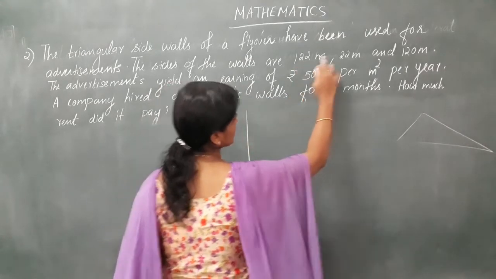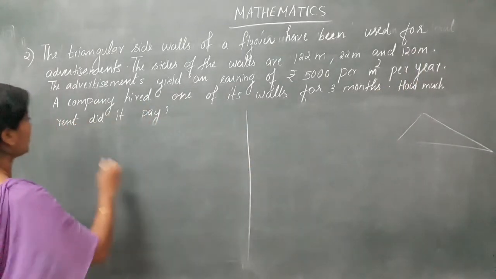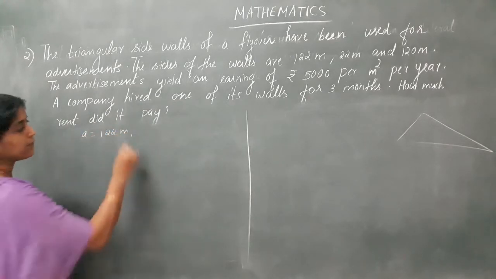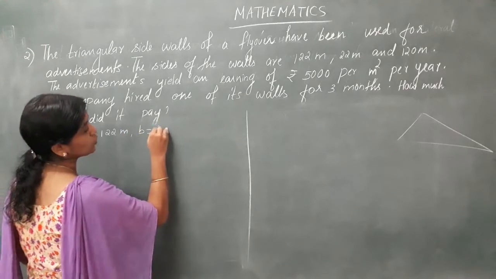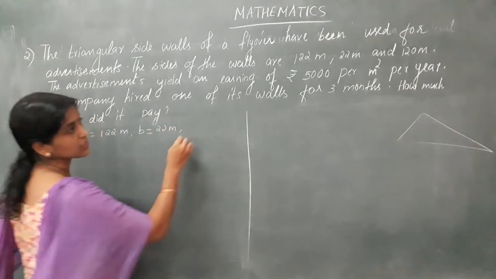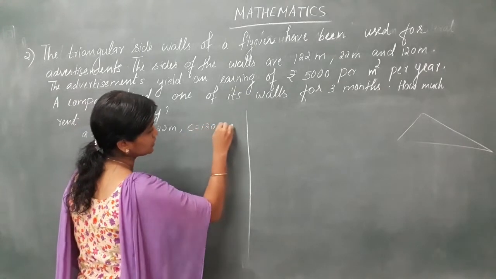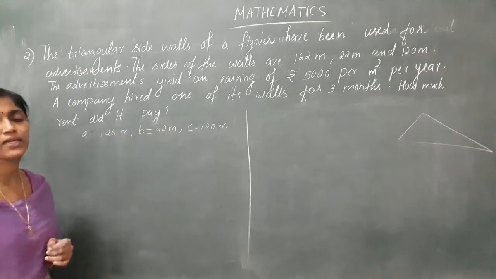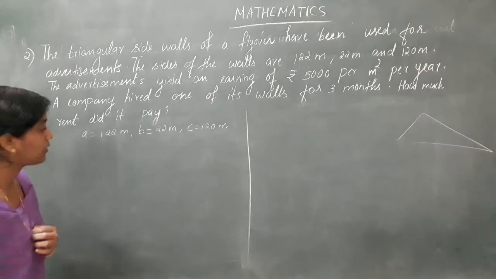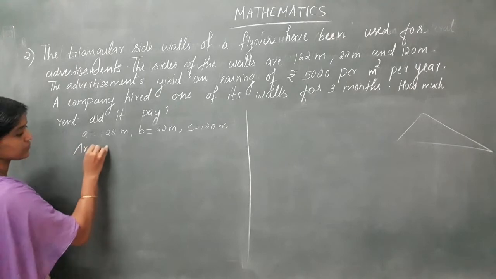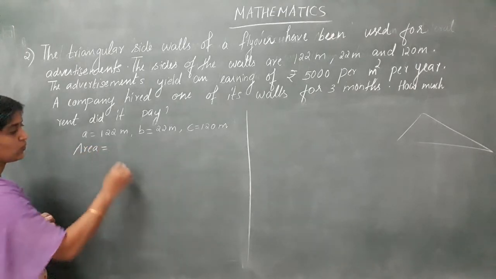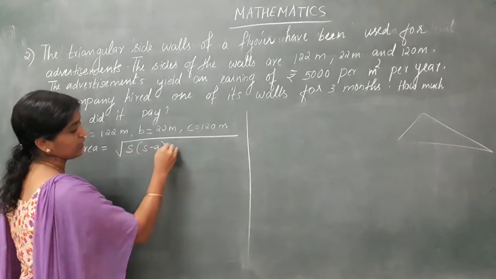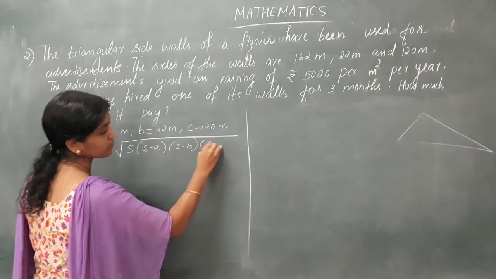For that, 3 sides are given to us. We will take A is equal to 122 meter. B is equal to 22 meter. C is equal to 120 meter. Clear? Since 3 sides are given to us, we can find the area using Heron's formula. What is our area using Heron's formula? Area is equal to root of S into S minus A into S minus B into S minus C.